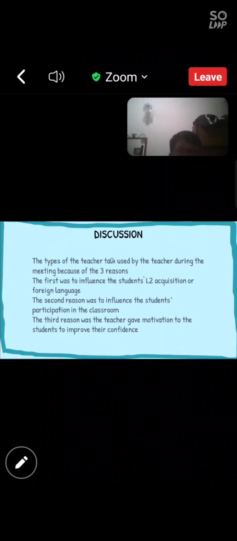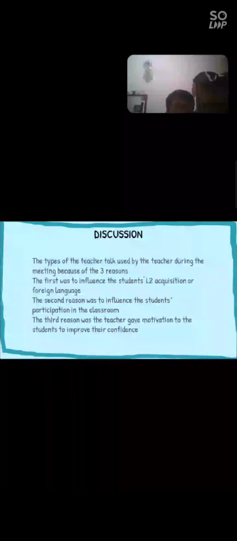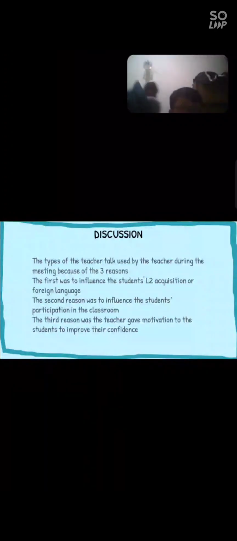That's all the data analysis, and now let's move to the discussion. The types of the teacher talk used by the teacher during the meeting is because of three reasons. The first was to influence the students' acquisition of foreign language. It's about the teacher wanting to improve the students' speaking skills.